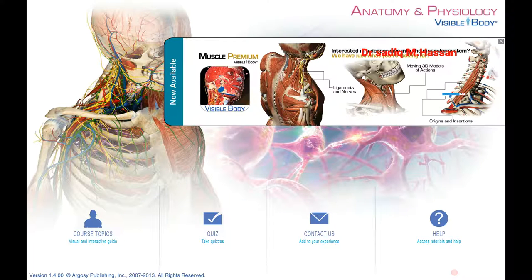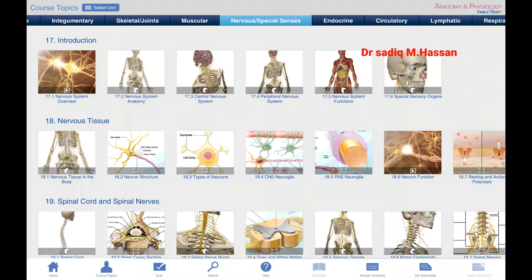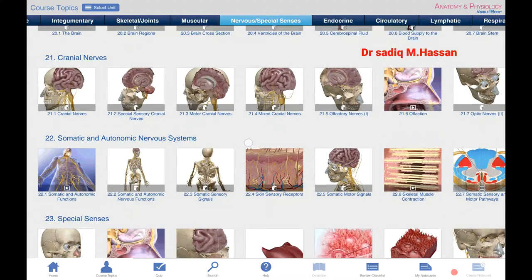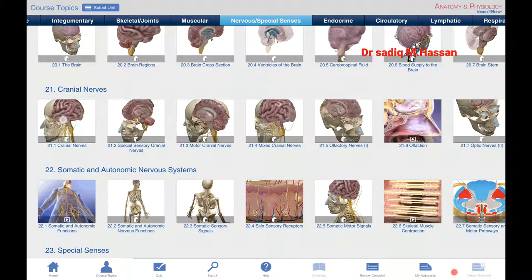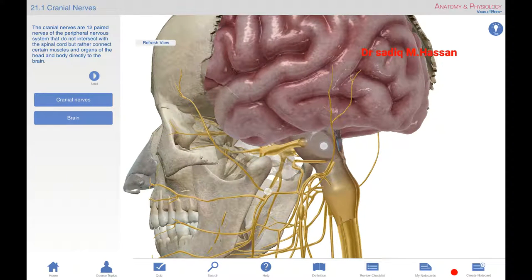So let us be back and see. And now, as we said, central nervous system. So let us now talk about the cranial nerves directly. Let us go into the cranial nerves. So there are cranial nerves. Here are cranial nerves. Okay.